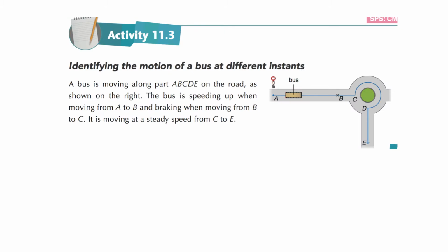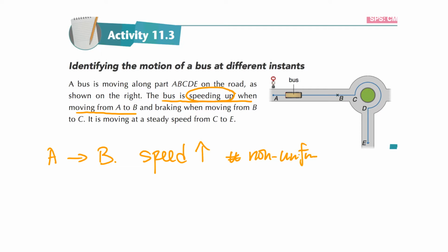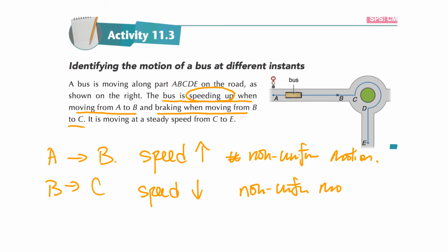Okay, so let's take a look at activity 11.3. This is a scenario talking about the motion of a bus at different instants. From A to B, the text tells you that the bus is speeding up when moving from A to B, so the speed is increasing, and therefore we know that this is a non-uniform motion. And then from B to C, braking means that the speed is going down. So B to C is also a non-uniform motion.